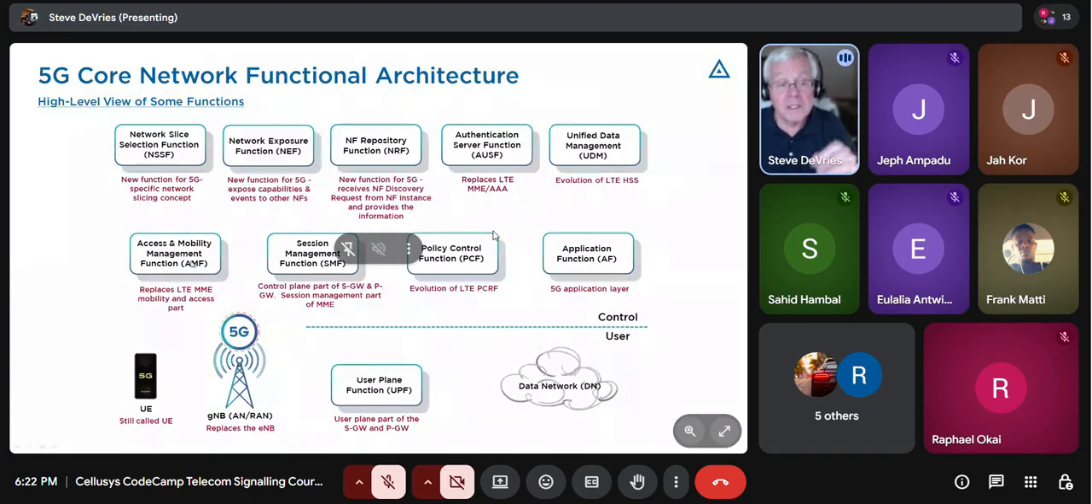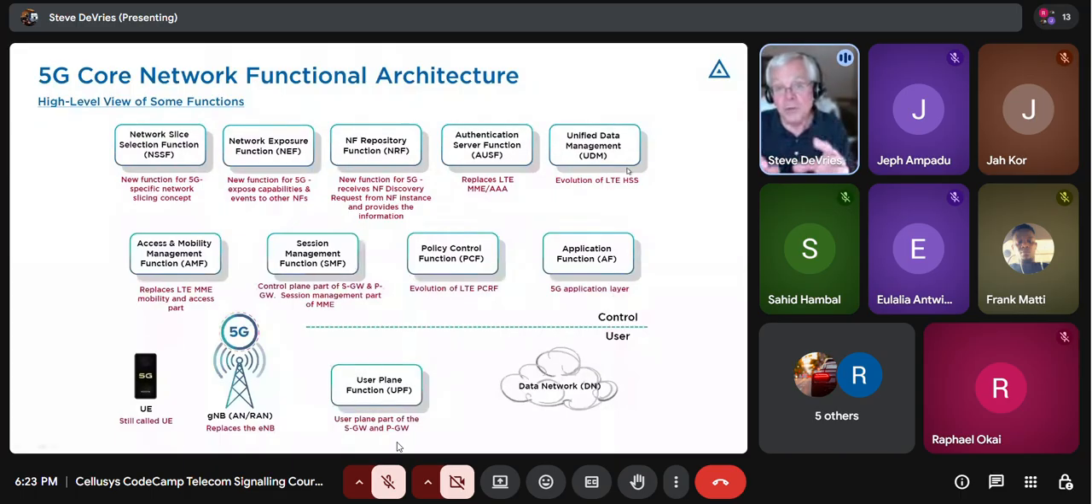Now we don't have to go over these. I just want to point out what these things are. You have these functions in the control side up here. These are software functions, and you can see what they replace. This access and mobility management function replaces the LTE mobility management entity, the mobility and access part. The session management function is the control plane part of the serving gateway, and it manages what was the management of the MME. This was the evolution of the policy function and so on. The HSS, the home subscriber server, is replaced by this unified data management.